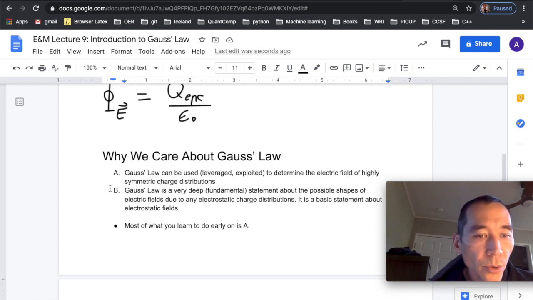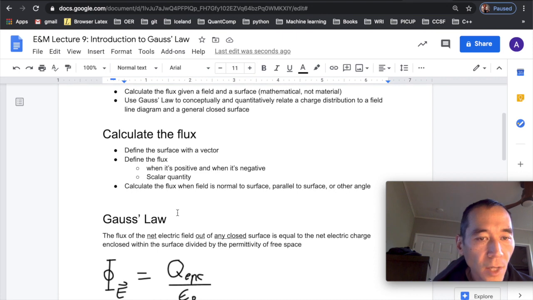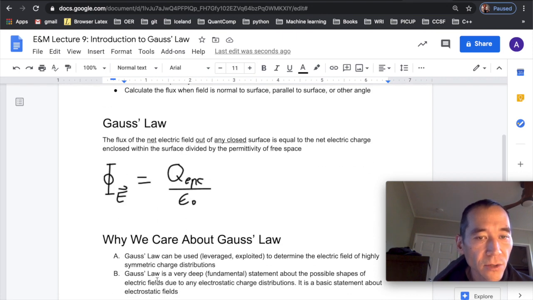I'm going to give you two reasons, one of which is mostly what you'll do early on when you're learning about Gauss's law: you're going to leverage Gauss's law as a tool to be able to get the electric field in cases of very high symmetry. But Gauss's law is actually quite deep. So I'll make some comments about that as we end the video. Or probably it's going to be some mixture of these two at the same time, Gauss's law and why we care about it.